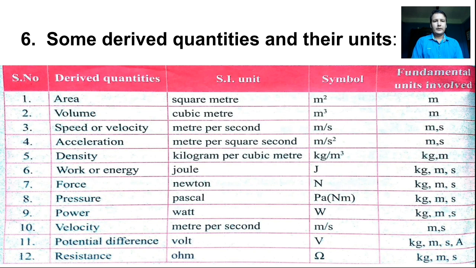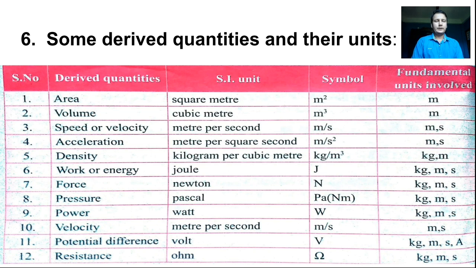Similarly, let's see work or energy. The SI unit of work or energy is joule. The symbol of joule is J, and the fundamental units involved in joule are kg, meter and second. There are other examples also, you can check from the table.